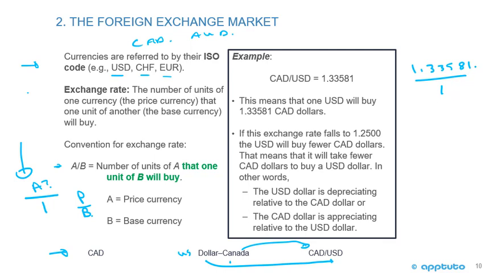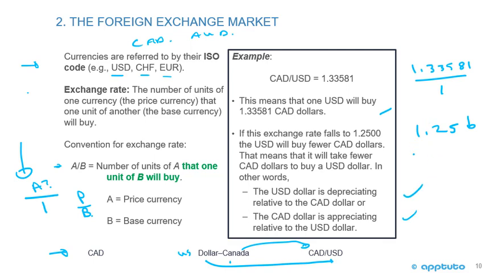We've got the Canadian dollar in the numerator. That's how many Canadian dollars 1 US dollar will buy. Or conversely, if I had $1.33, $1.34 Canadian, it'll buy me 1 US dollar. So that means 1 US dollar will buy 1.33581 CAD. So again, you can see if this exchange rate falls to 1.25, if the exchange rate falls, what's happening? 1 US dollar is buying me fewer Canadian dollars. It means that the Canadian dollar is appreciating and the US dollar is depreciating, okay?